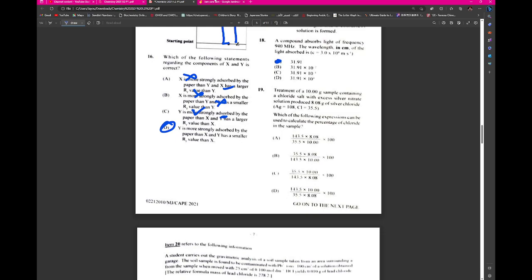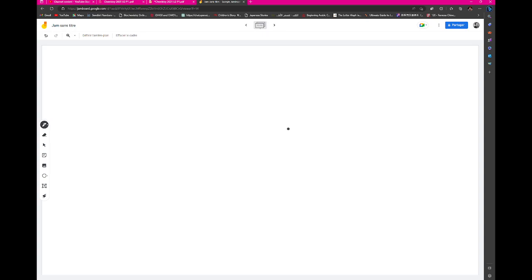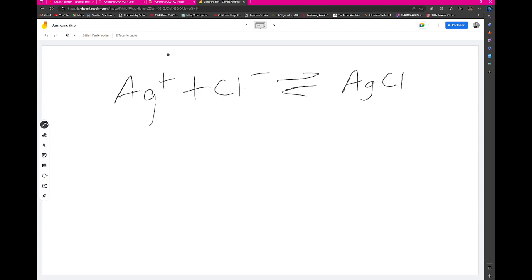So we have 8.08 grams of silver chloride, and we have to know how much is in the sample. So I think we're supposed to look at the reaction that we have. Silver ion plus the chloride ion gives us silver chloride. We have to understand that they are in 1-to-1 ratios. Simple thing, if you remember the Ksp, a simple dissociation reaction or combination reaction as I have here.